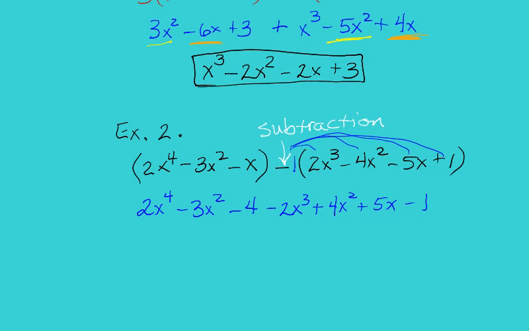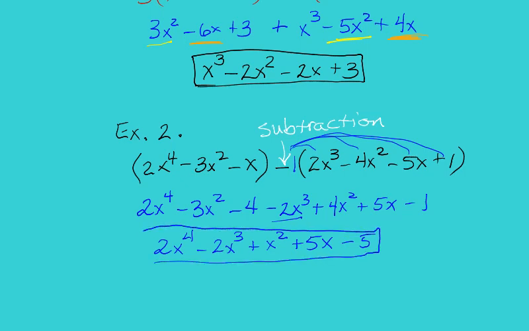I don't see anything with x to the fourth, so we'll write 2x to the fourth. I do see a negative 3x squared and a 4x squared, but I don't see anything with negative 2x cubed, so minus 2x cubed. The negative 3x squared and the 4x squared would be plus x squared. Nothing for the 5x, so plus 5x, and then minus 5. And so there's our polynomial. We've subtracted the two polynomials. We've combined any like terms that we could, and there we have it.